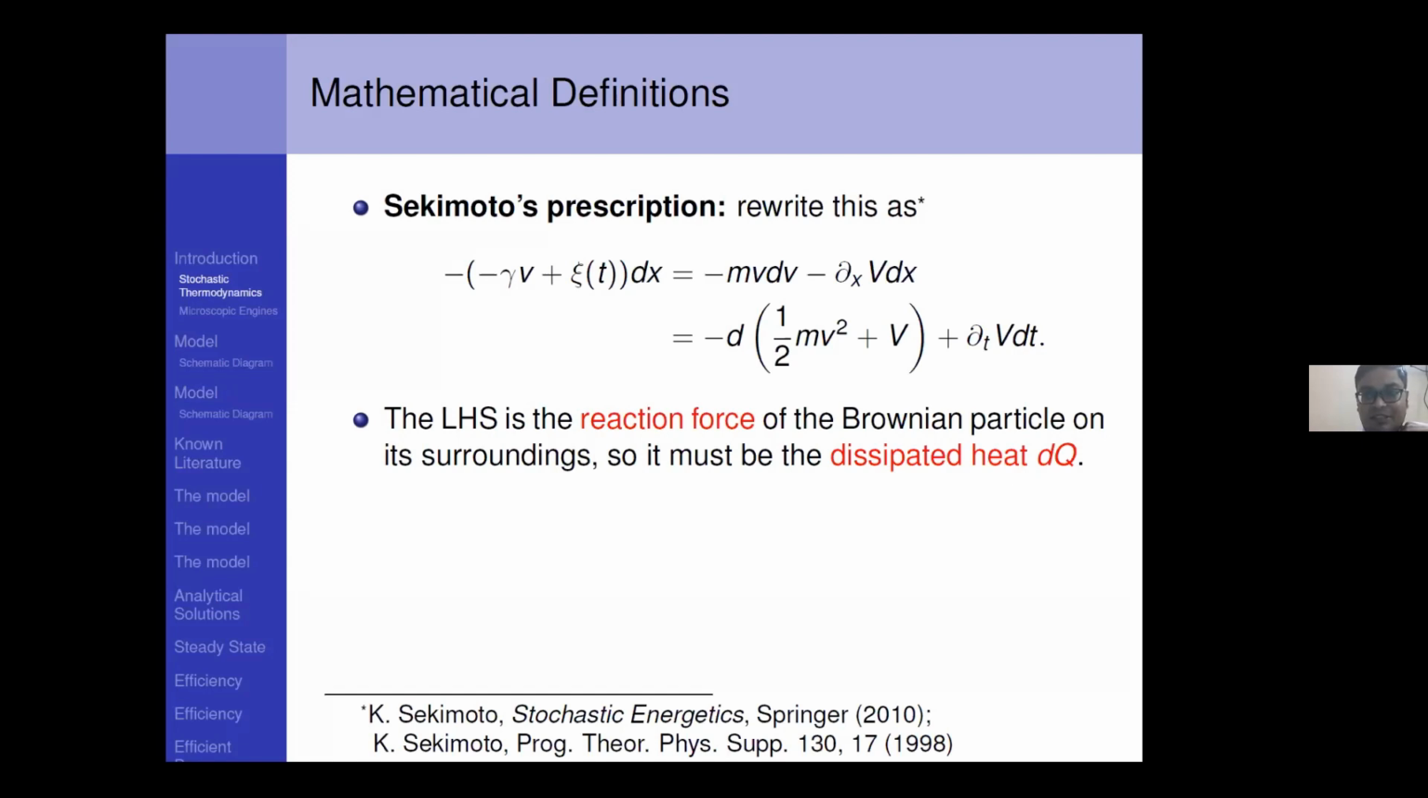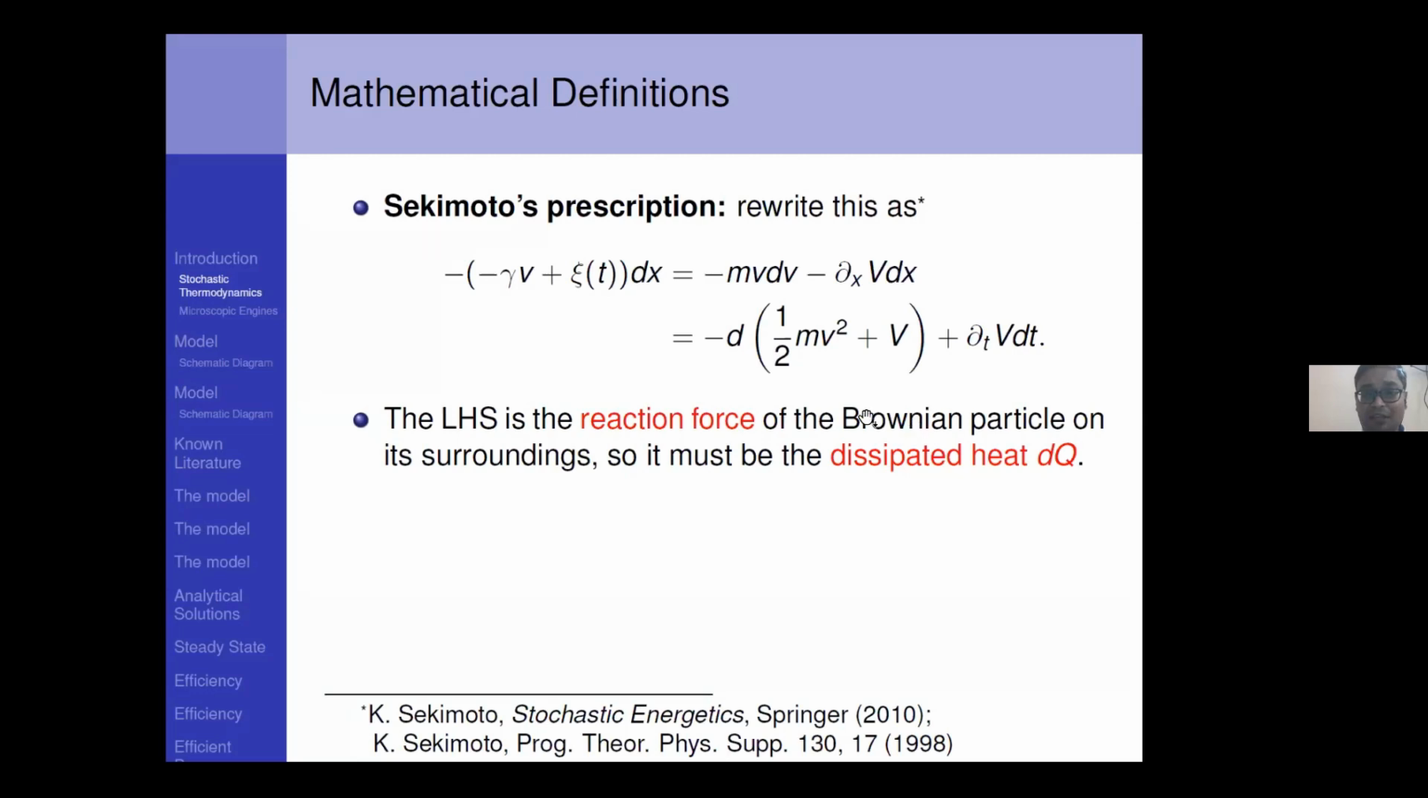Sorry, would you please repeat why you interpreted the term on the left-hand side the way you did? These are the forces due to the bath on the particle. The particle is moving in some reservoir, so this is the force acting on the particle, and if you add a minus sign, this must be the force in the opposite direction. So this is the reaction force of the particle on the bath, right? Okay. And the work done by this reaction force on the bath is lost into the degrees of freedom of the bath, and that is interpreted as the heat dissipated.